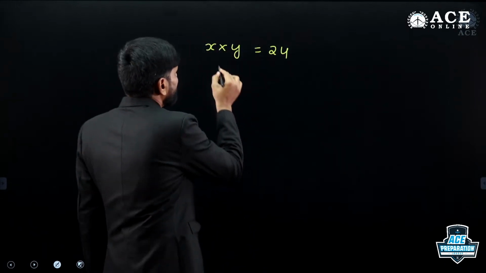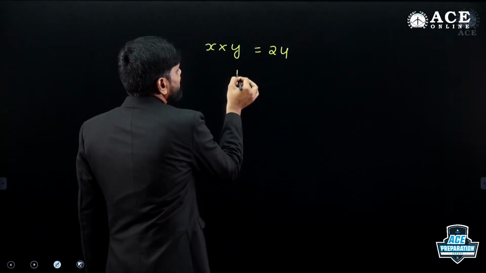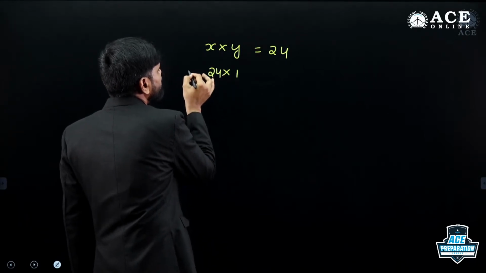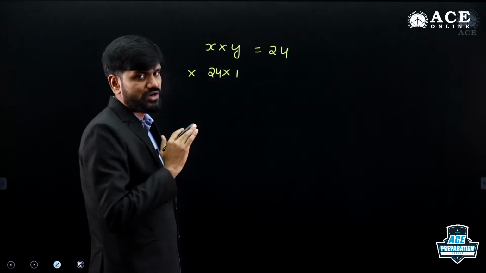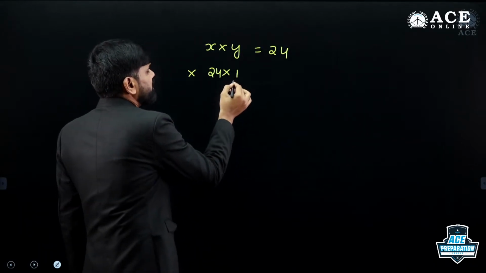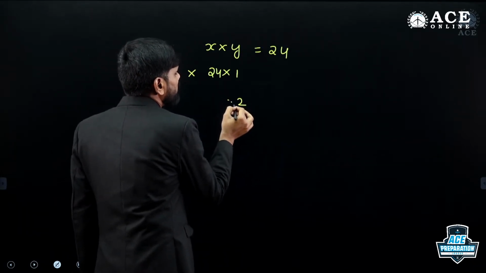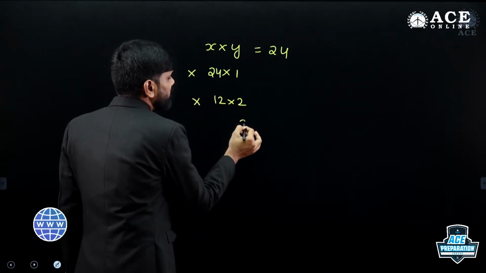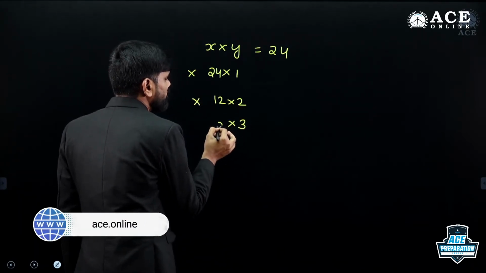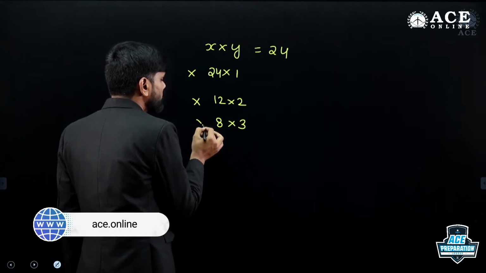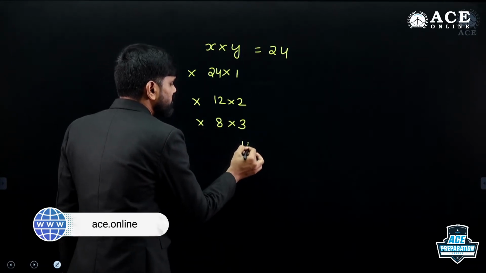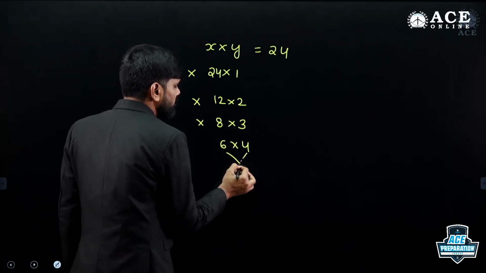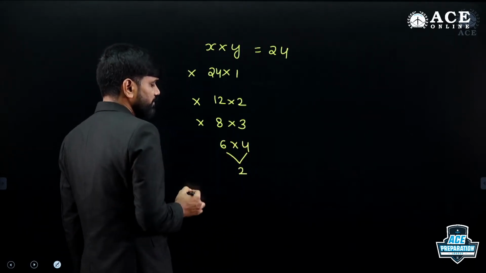Let us see. If I take y as 1, x must be how much? 24. They are differing not by 2, they are differing by 23. So not possible. If I take it as 2, it will become 12. They are not differing by 2, so leave it. If I take y as 3, this should be 8. They are differing by 5, so not possible. If I take this as 4, this will be 6. So 4 into 6 is 24 and they are differing by 2 also.